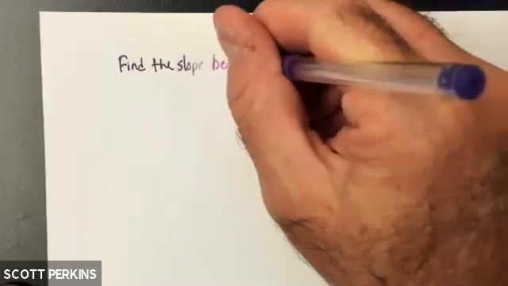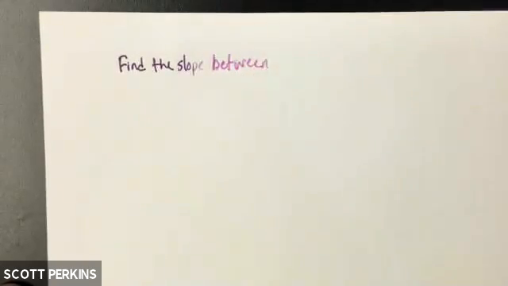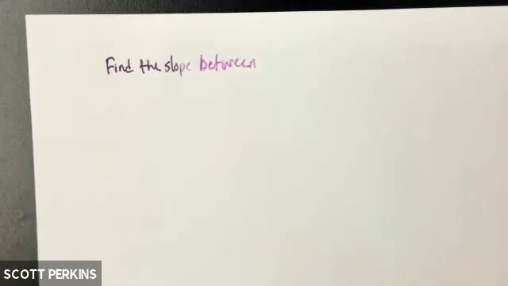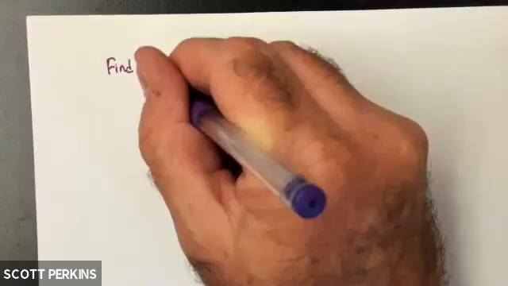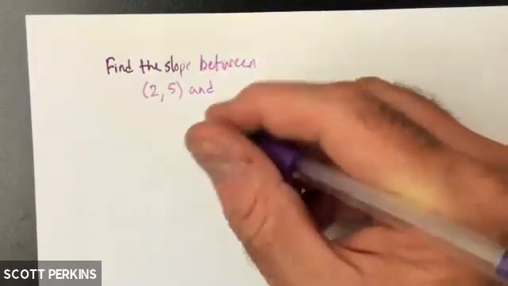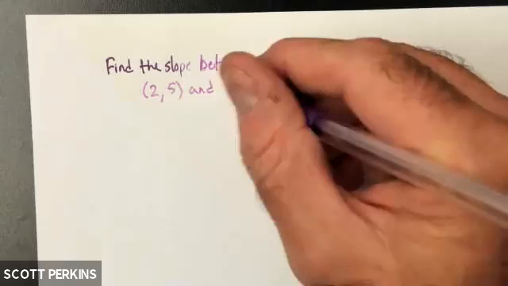And there we go. We're going to find the slope between these 2 points. My first point is 2, 5, and my second point is going to be defined by -1, -4. I'm making these points up.